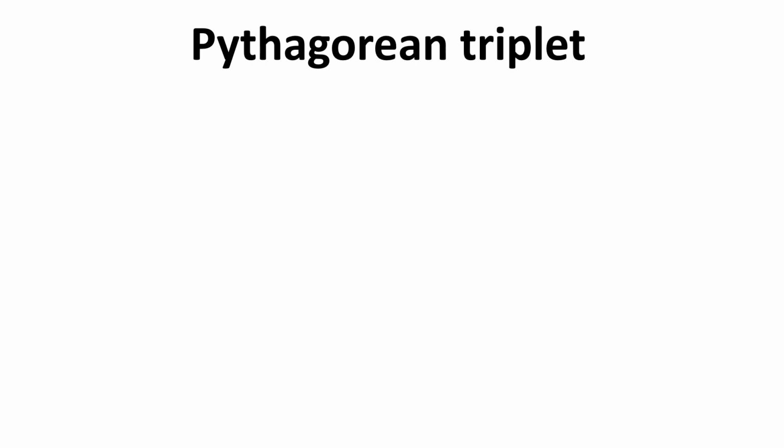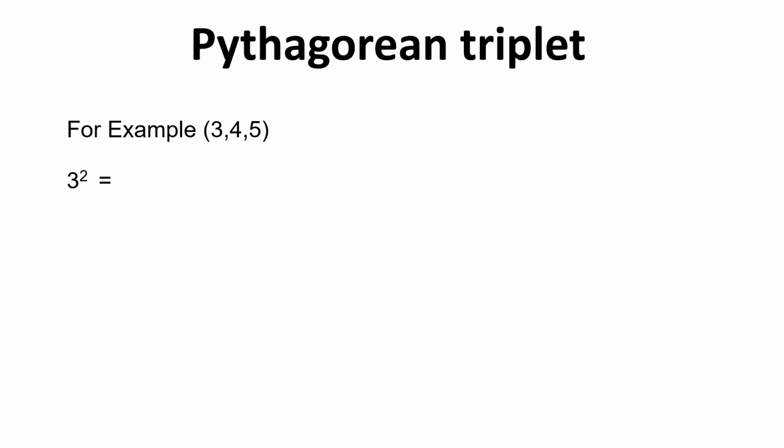Now next, that is Pythagorean triplet. Triplet means a three number group. But for a Pythagorean triplet there is some condition. Now what is that condition we study here?